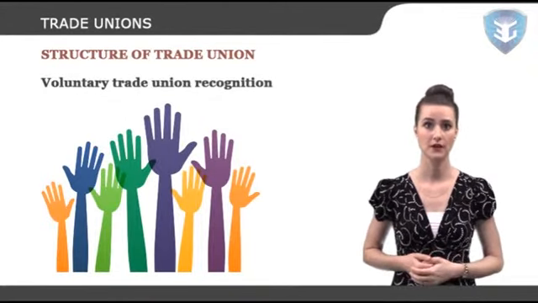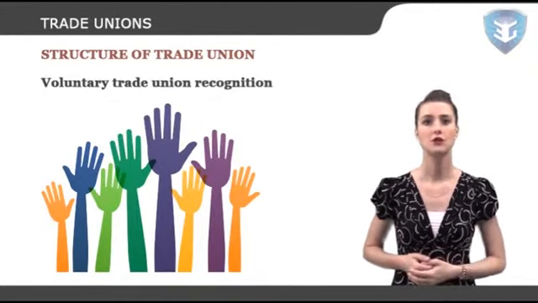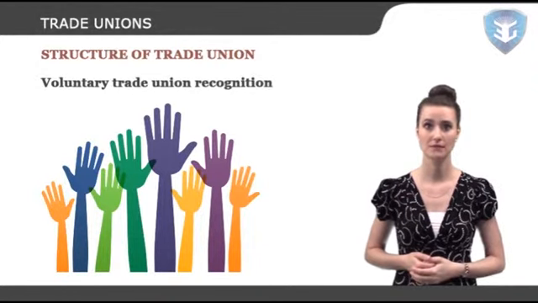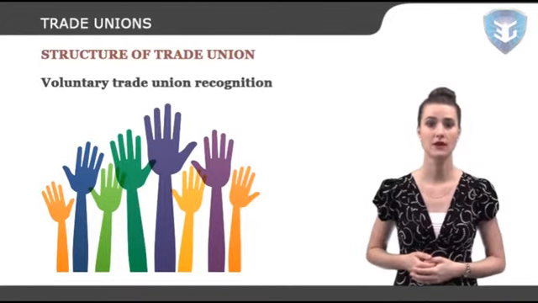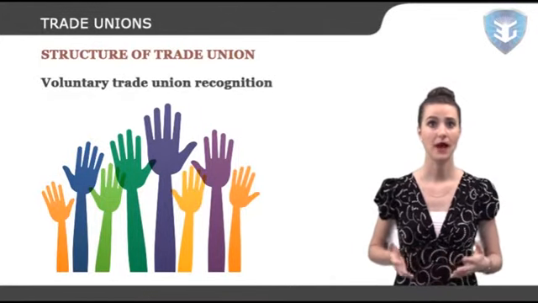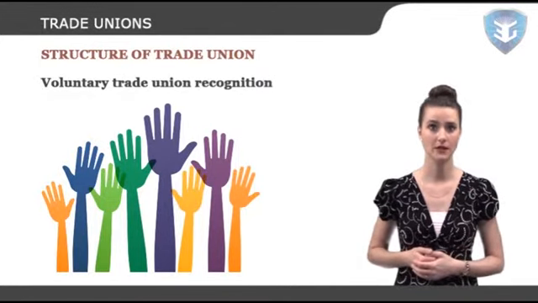Voluntary trade union recognition. The most common way a union can gain recognition for collective bargaining purposes is by the employer simply agreeing to recognize it voluntarily. In practice, this means the union becomes recognized by the employer without using any legal procedures.